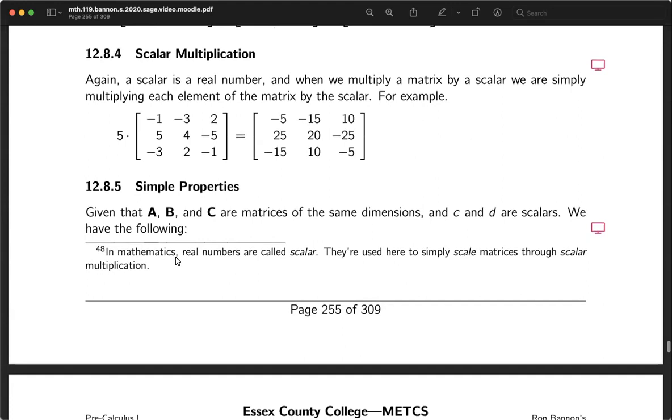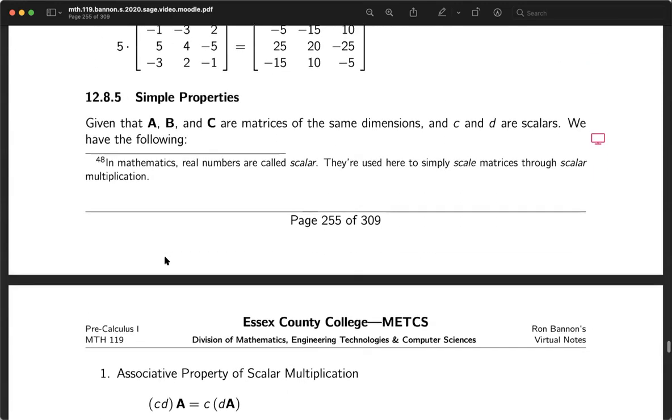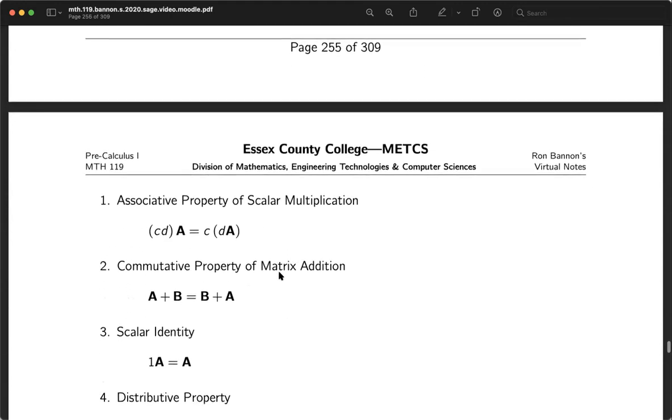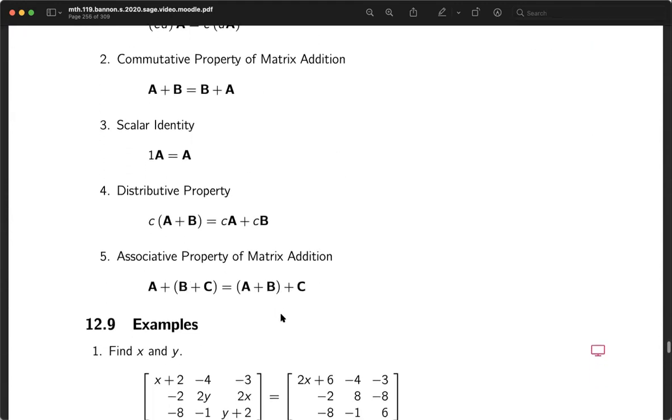So again, just look at the bottom of these things. We hope you're reading these things over here. Not that you memorize what you read, but the more you read, the more it's going to start to sink in and make an impression upon you. So in mathematics, real numbers are called scalars. They're used here simply to scale a matrix. We call it scalar multiplication. Again, we'll talk about the properties of it. We'll go through that.